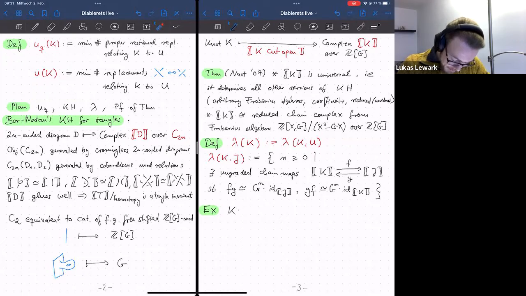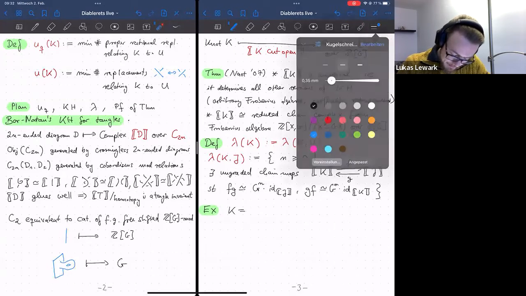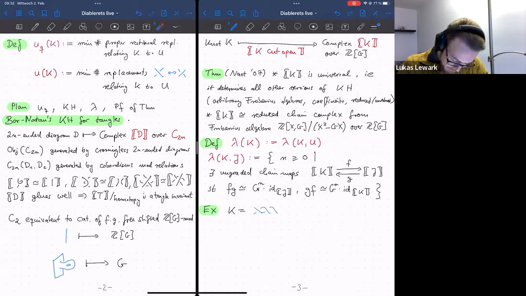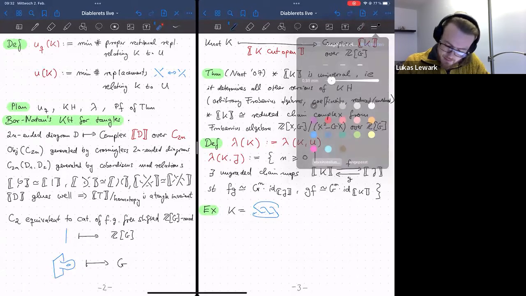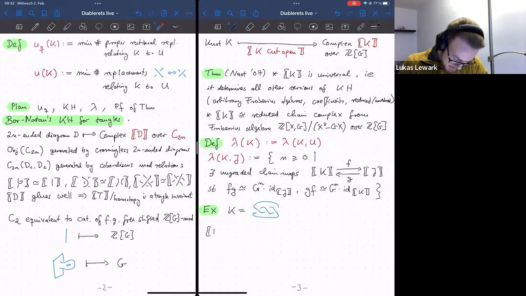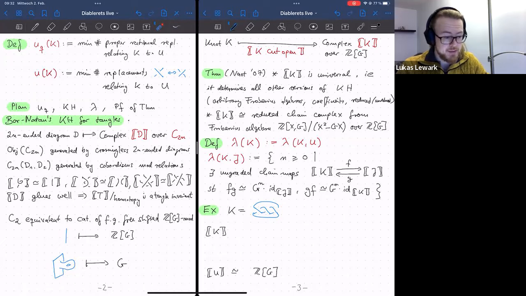Right. So let me give you an example. Let us compute together lambda of the trefoil knot. Let us write down the chain complexes of K and of U. So the chain complex of the unknot, that's just one copy of ZG in homological degree 0 and quantum degree 0. But as I said, we are completely going to ignore quantum degrees here.